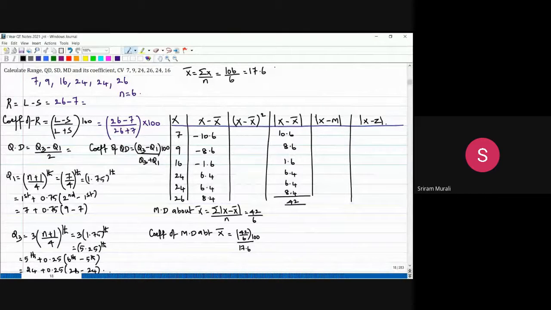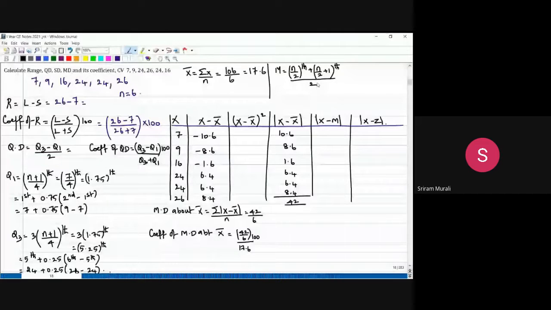The next is median. Median is n by 2 because n is odd. Sorry, n is even. When it is even, this is the formula: n by 2 position plus n plus 1 by 2 position, divided by 2. So 6 by 2 is the third position. What is the third position here? 16. Third number is 16. Fourth number is 24. Divided by 2. So your median is 20.